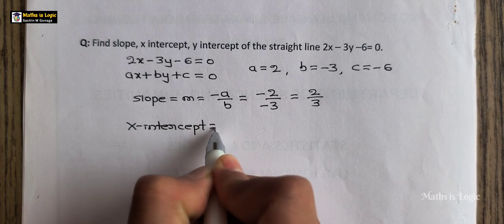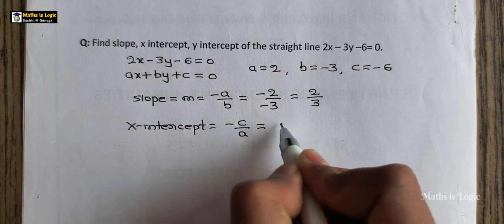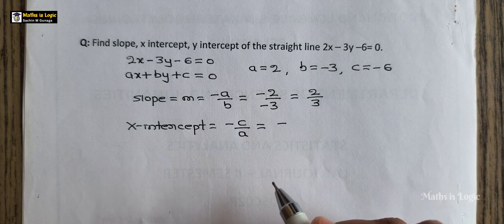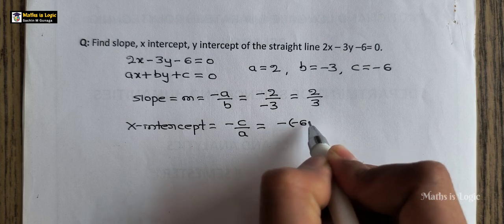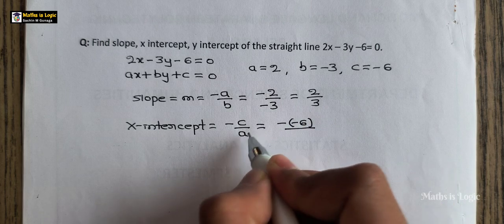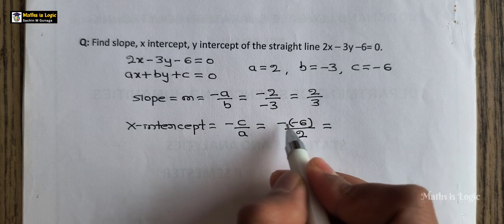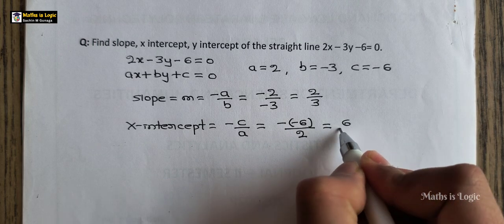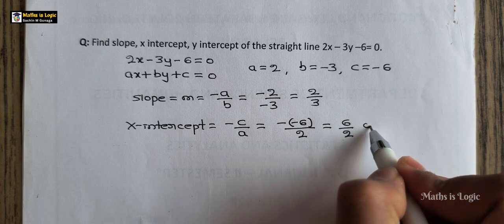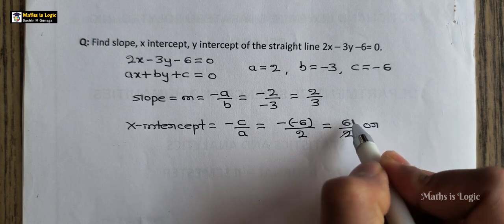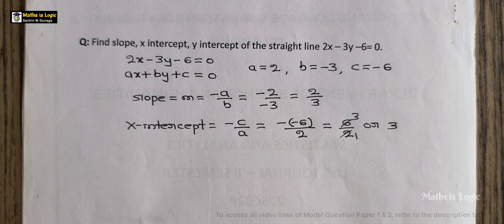x intercept. Formula: minus c divided by a. This negative sign, minus, I am going to keep as it is. C value is minus 6, so write it in brackets, minus 6, divided by a value, which is 2. So minus into minus is plus, 6 divided by 2. You can cancel 2 1s are 2, 2 3s are 6. So the final answer is 3.